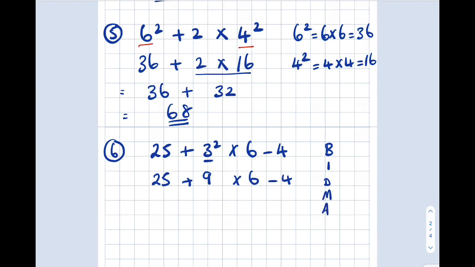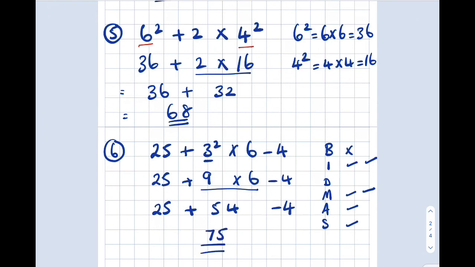BIDMAS. So there's no brackets. We've dealt with the indices. We also have multiplication, addition, and subtraction. The next thing we need to do is the multiplication. So let's do this bit first, keeping everything else in its place. 9 times 6 is 54. And then you want to go back to the beginning and do 25 plus the 54, take away the 4, is 75, if I've got this right.